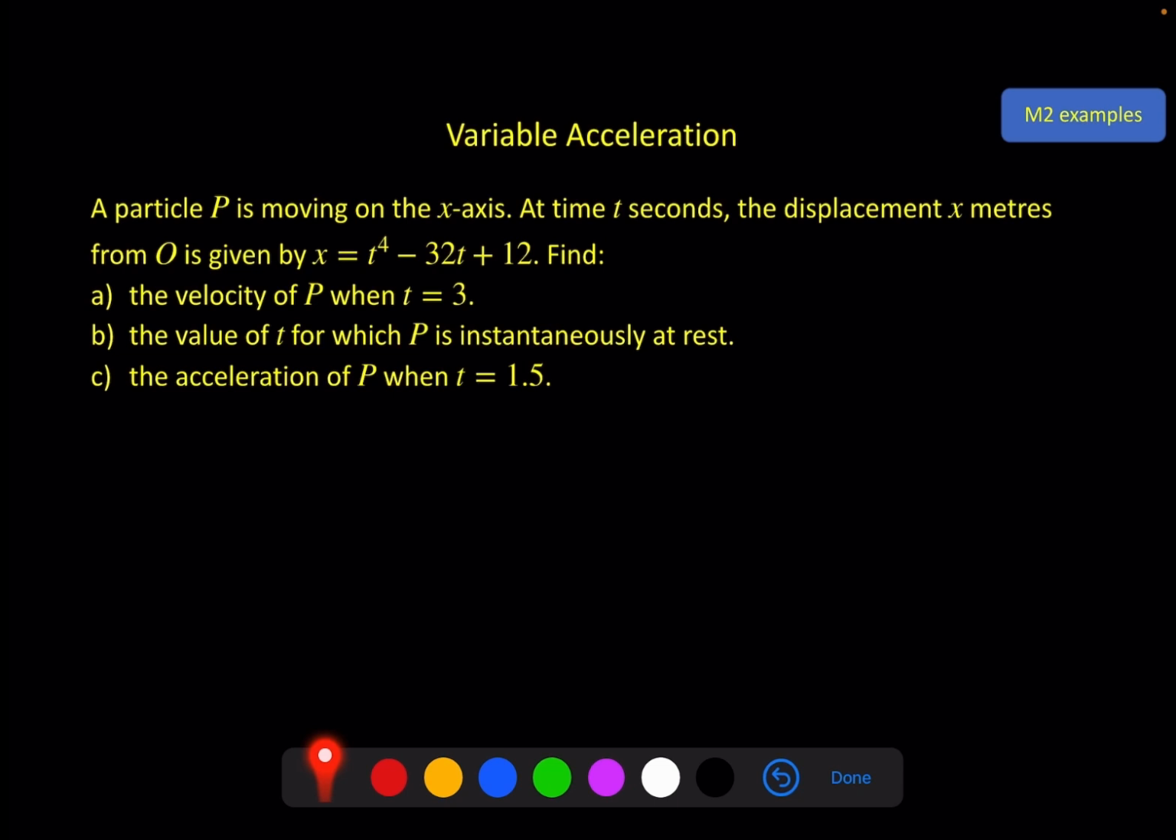So on the surface of it, this is no different from what we did in the previous video. We just substitute in t and we find v, except the function we've been given is a function for x, not v. So we need to use our differentiation here already. v is the derivative of x with respect to t. So if I differentiate this equation, I get 4t cubed minus 32, and this is the function for velocity for this particle. Now when t equals 3, I can find the velocity.